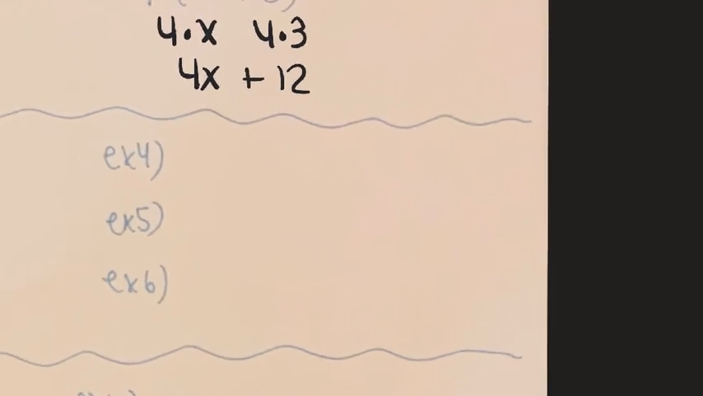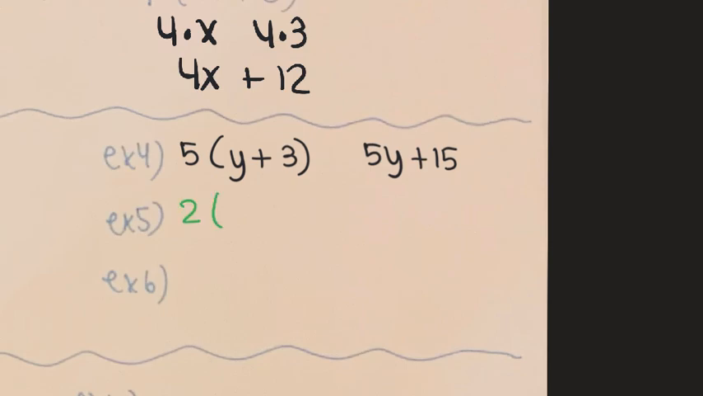Example 4. 5 parentheses, y plus 3. Did you type in 5y plus 15? Example 5. 2 parentheses, c minus 8. The correct answer is 2c minus 16.